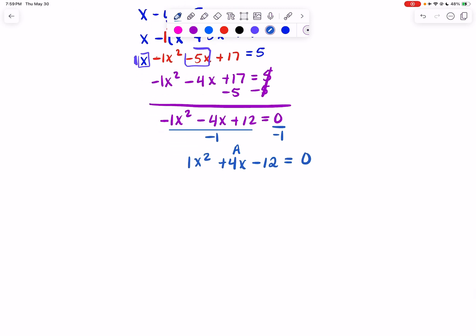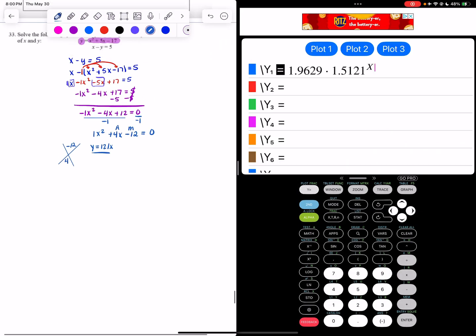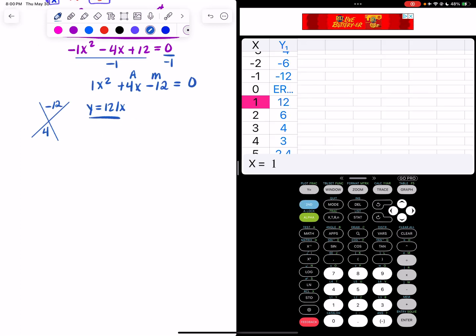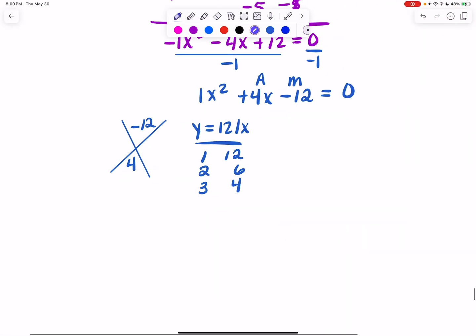So I want to add up to 4 and multiply to negative 12. So I'm going to draw my diamond. Negative 12 goes up top. 4 goes down. I then go to my calculator and do y equals 12 divide x. And now I'm going to list my factors of 12. And if I look, my factors of 12 are 1 and 12, 2 and 6, and 3 and 4. So now we have to figure out which one we're going to be working with. And looking at it, I think it might be my 2 and my 6. So I'm now going to plug in 2 and 6.